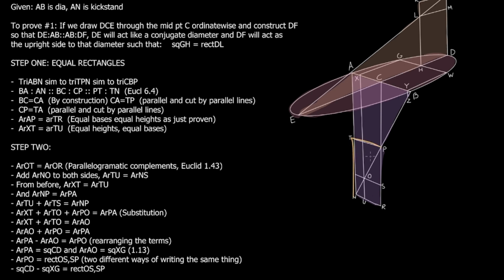But now we know that these two lines are equal, and in the same ratio to these two lines. And this is equal to this, and this is equal to this. So base times height means that these two areas are equal.